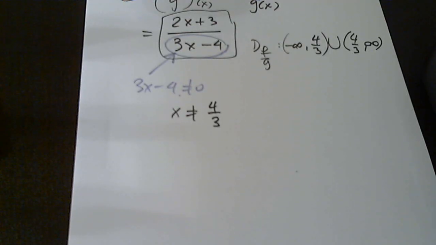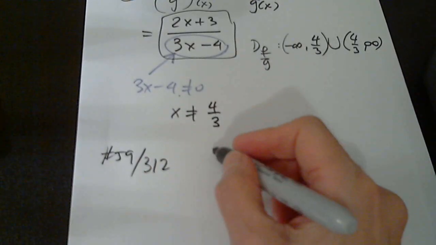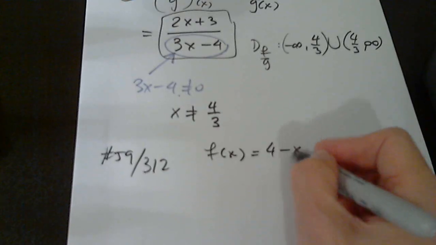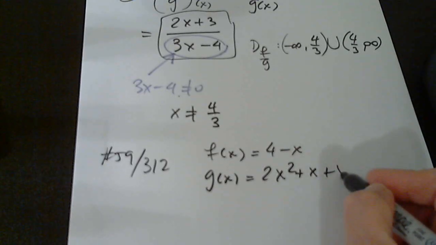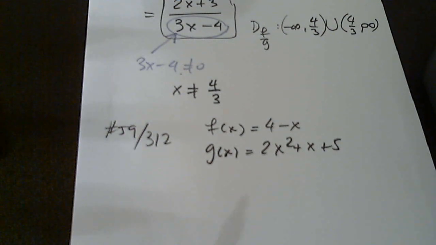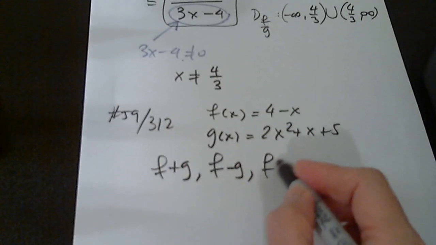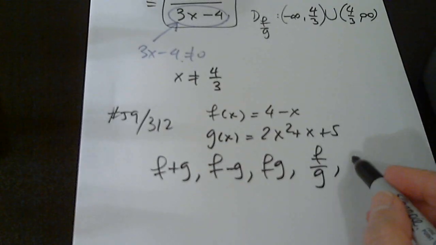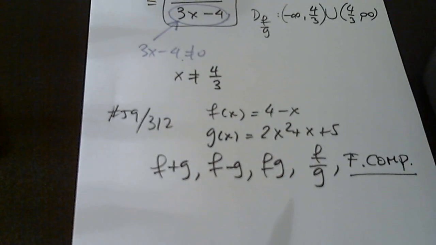So let's look at, let's say, number 59. I'm copying from page 312, and we have f of x equals 4 minus x, and g of x equals 2x squared plus x plus 5. We're going to look at all 5 possibilities, although I haven't mentioned the 5th one just yet. We selected 2 functions, and we're going to determine the sum, the difference, the product, the ratio, and also something called function composition. I'll get to it when we finish the first 4.